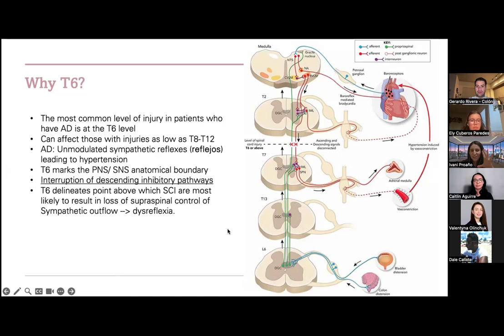But essentially, what's special about this area? We can see here the spinal cord. T6 marks a critical anatomic and physiologic boundary that essentially communicates between the parasympathetic and the sympathetic nervous systems. So to better understand this, we can talk about an intact spinal cord.